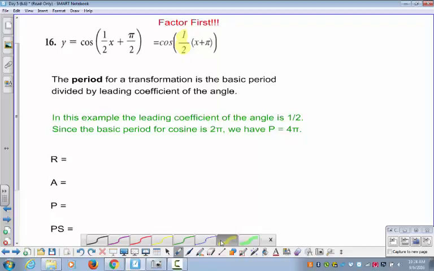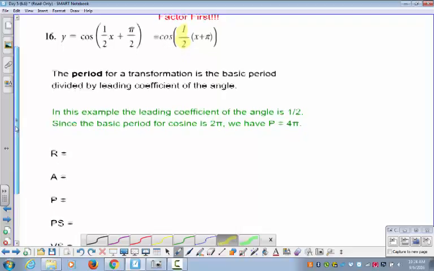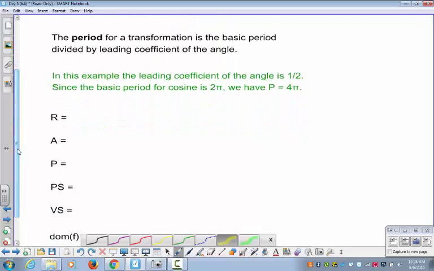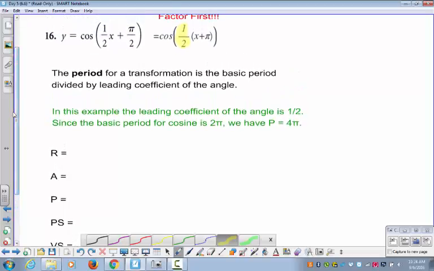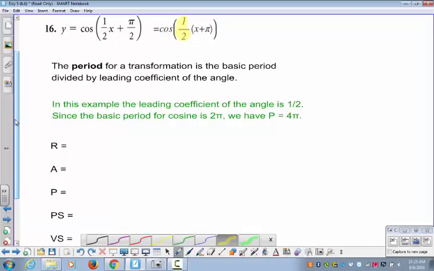Okay. When we graph, I'll always write down these five characteristics of the transformed function. And I get them by reading left to right. I think I can just barely see it up there. Okay. So we're looking here. We're looking at our factored function. We know our basic function is cosine.